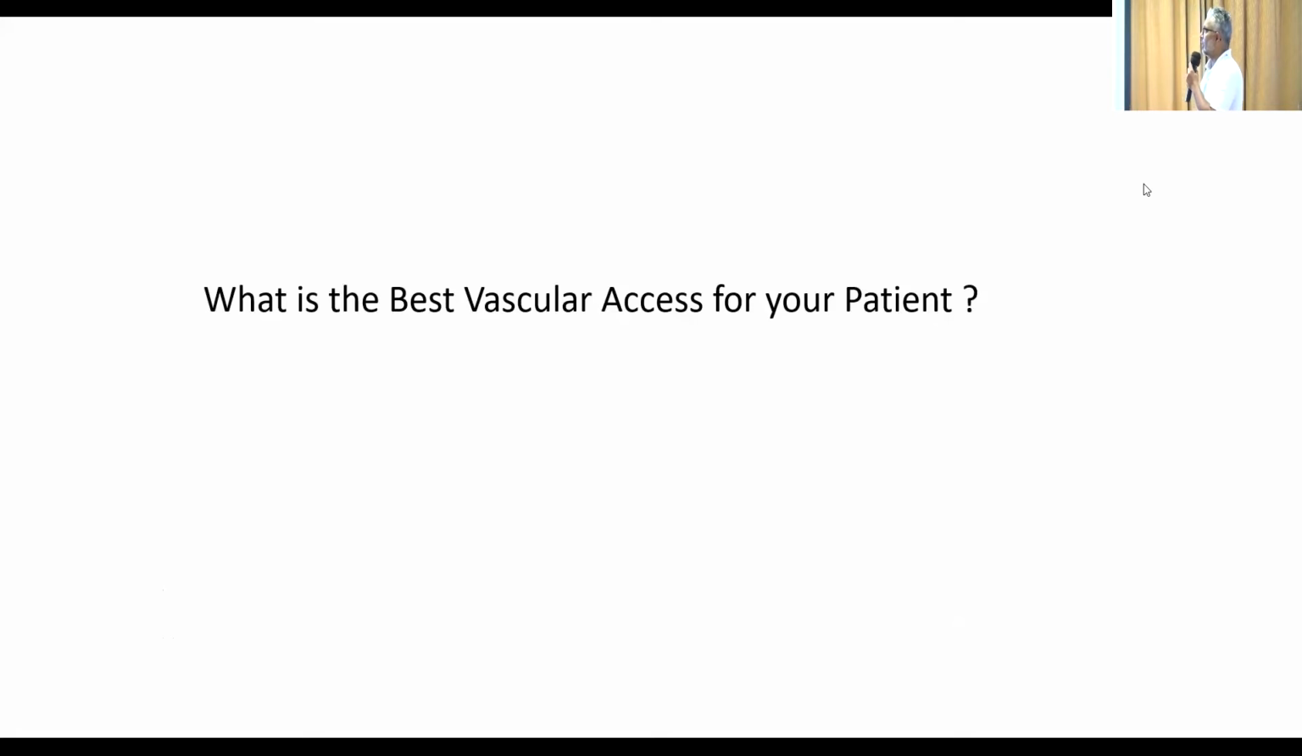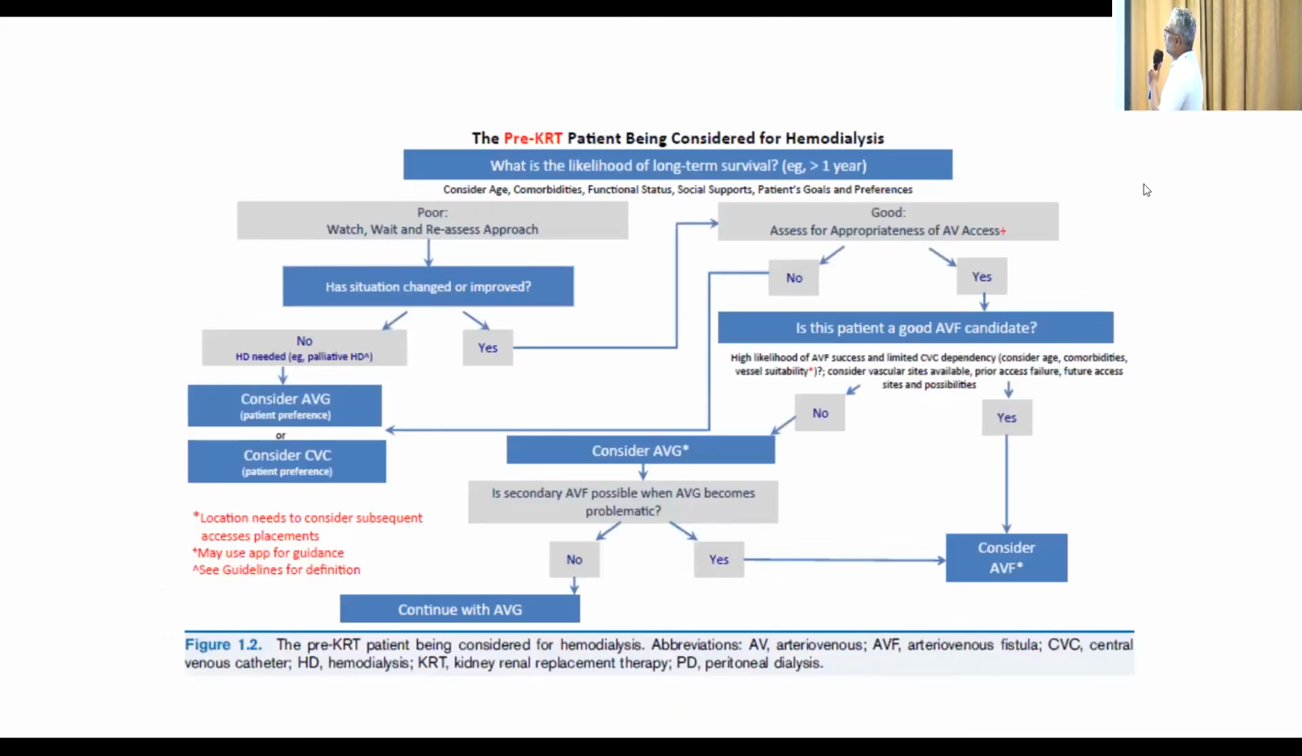So what is the best vascular access for your patient, right? Is it a CVC? Is it a fistula? Is it a graft? And again, we'll go through a few diagrams here. I'll just point here. So these are patients pre-kidney replacement therapy and considered for hemodialysis. What do you look at? What is the likelihood of this patient to survive? Is the patient going to survive more than 1 year? Consider the age, the comorbidities, the functional status, the social support, and the patient's own goals and preferences.